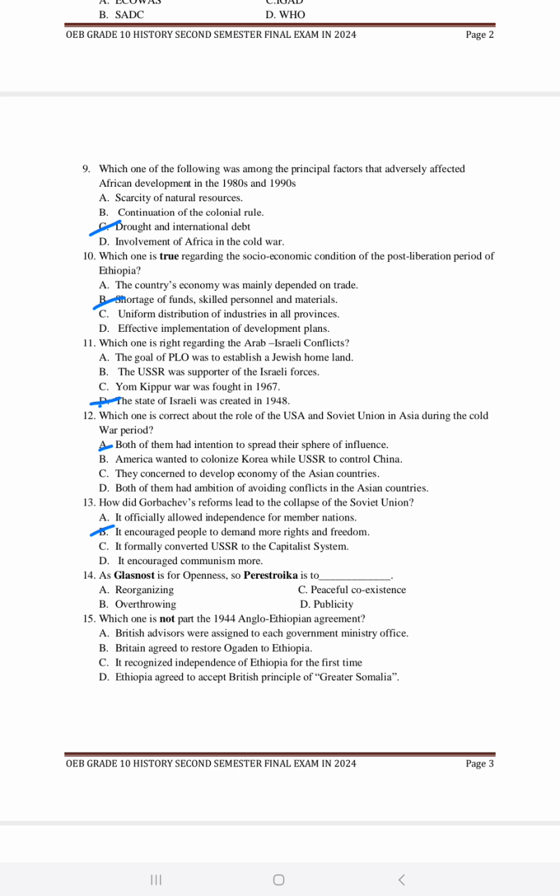A, reorganizing. Yes, A is true. B, overthrowing. No. Peaceful coexistence. No. Publicity. No. Glasnost is a political reform that allows freedom, especially for Eastern European countries.